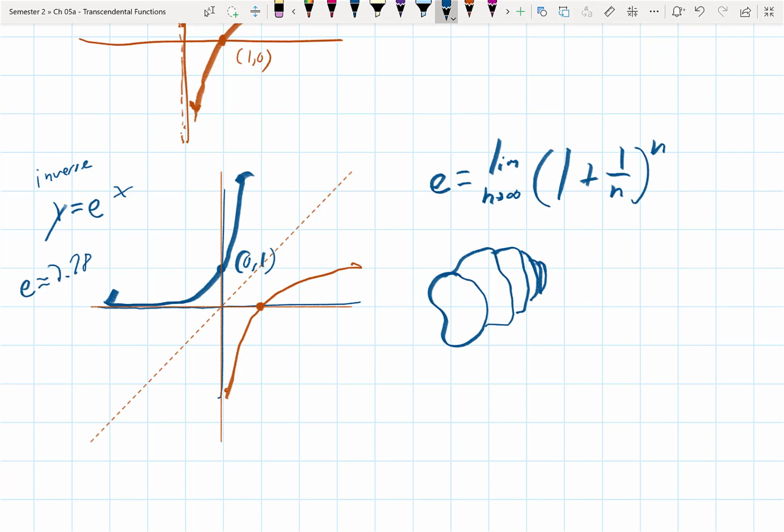And after 1 hour, you don't just have 2, you have about 2.78 of these things. This is why it is called the natural log. It's a natural growth pattern that happens.